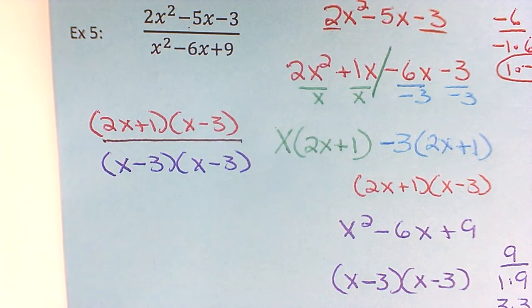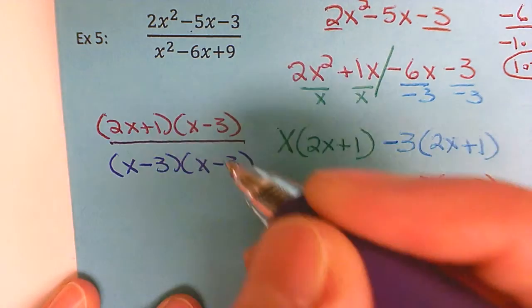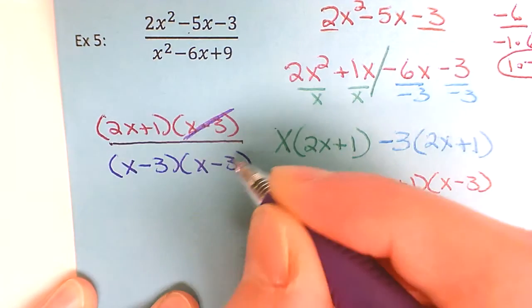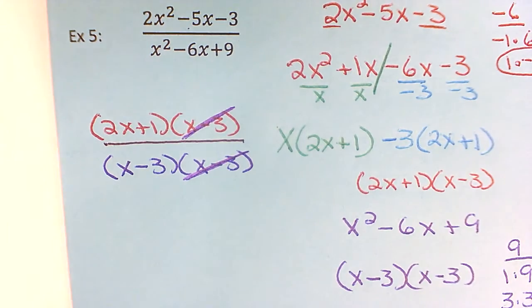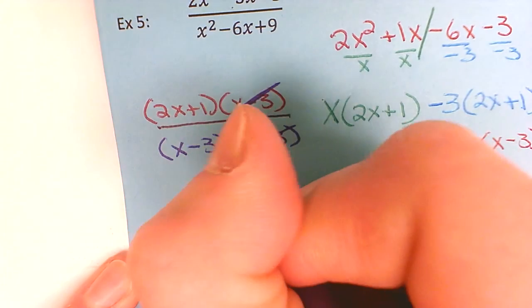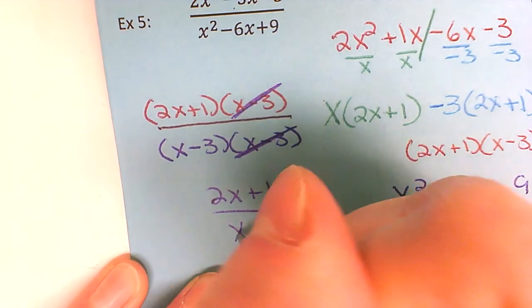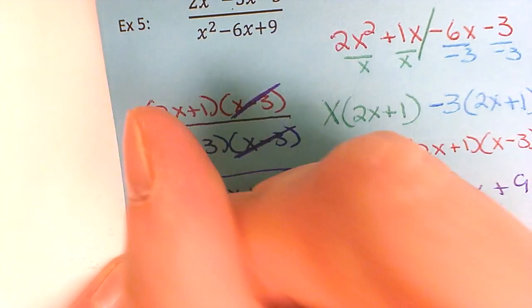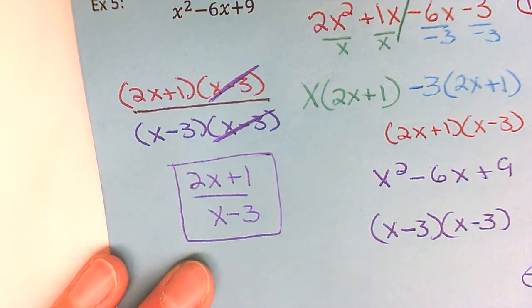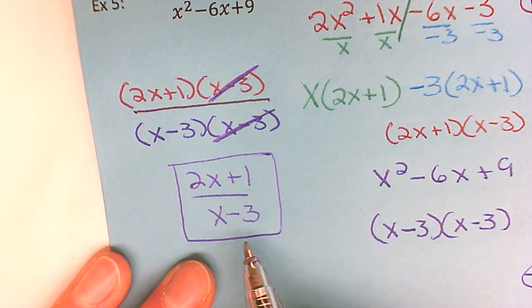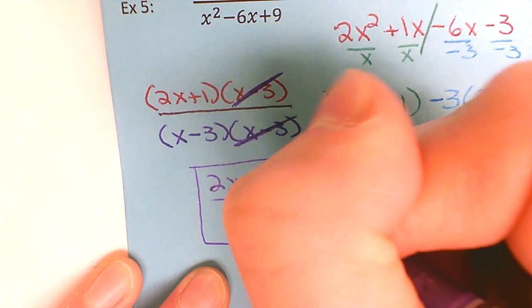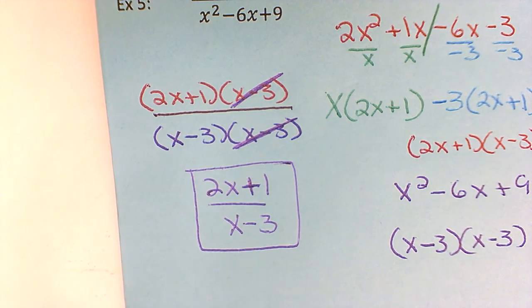So now I just need to cancel out what they have in common on top and bottom. That gets rid of an x minus 3 and an x minus 3. And what I have remaining is 2x plus 1 on the top and x minus 3 on the bottom. And once again, I cannot cancel out the x's because these are a couple of addition and subtraction problems. They're not multiplication, so you can't cancel anything out.